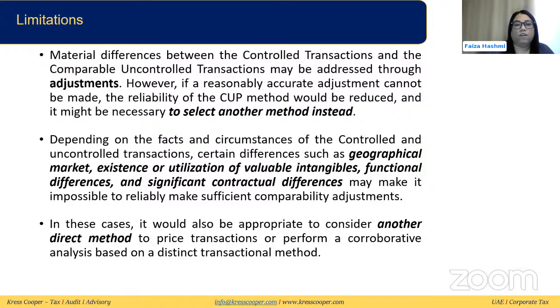And it's good to have another method that you will also choose, to see how much the related party price or the arm's length price differs between those methods. And some of the challenges, like we discussed, are that the geographical market might be different. There might be utilization of some intangibles, or there might be significant contractual differences. For example, it could be that the quality of the product is different. It might be that the third party has asked for a different quality of the good, or maybe they are in a different market like we just discussed.